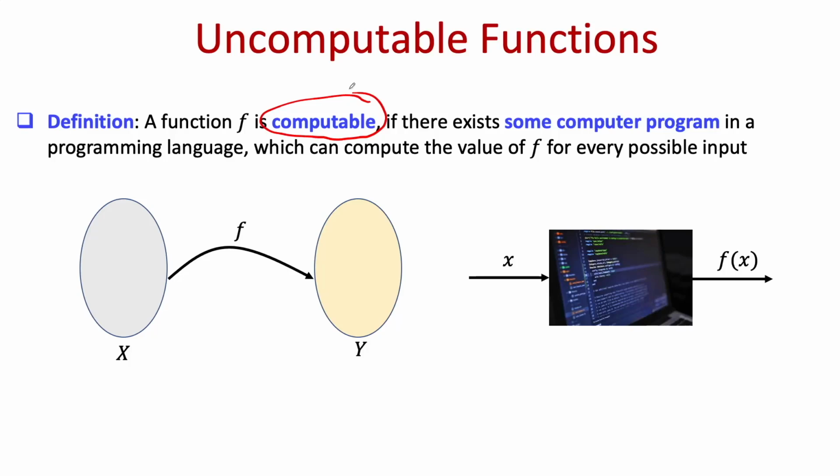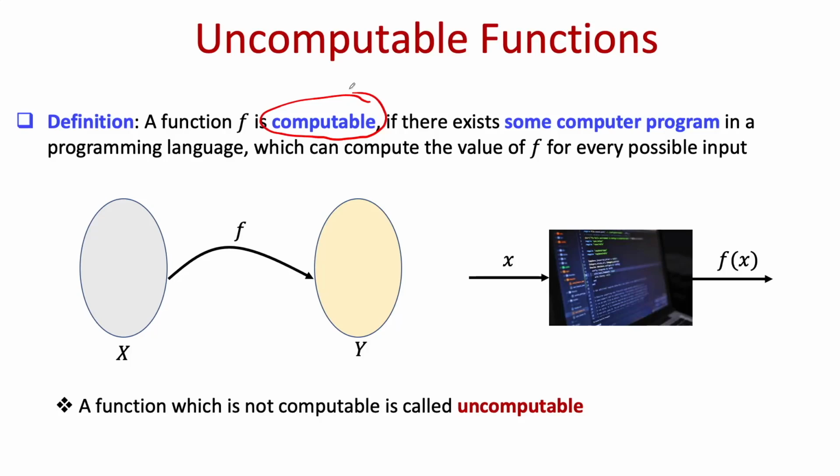Mind it, I am not focusing here on the running time of the computer program or the resources utilized for the program to give you the output of that function. I am interested in whether there exists a program or not which can give you the output of that function for every input from the domain. If you can write a program in the programming language for such a function, I will call that function a computable function. Otherwise, I will call it an uncomputable function. So as per the above definition, a function which is not computable will be called an uncomputable function.